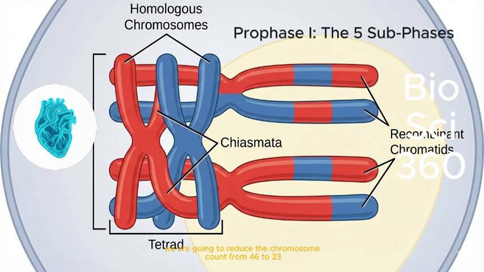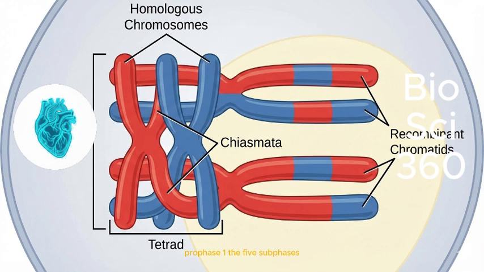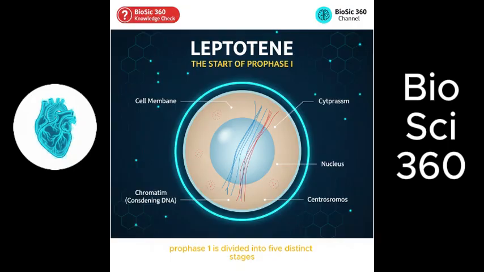This is the most critical phase. We are going to reduce the chromosome count from 46 to 23. Prophase 1, the 5 subphases. Most textbooks summarize this, but we are going deeper. Prophase 1 is divided into 5 distinct stages.